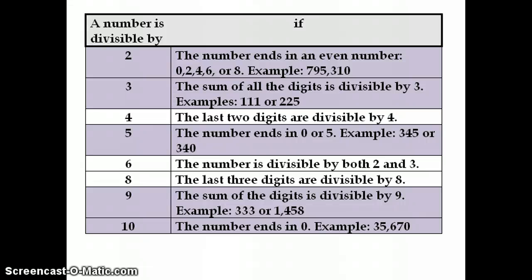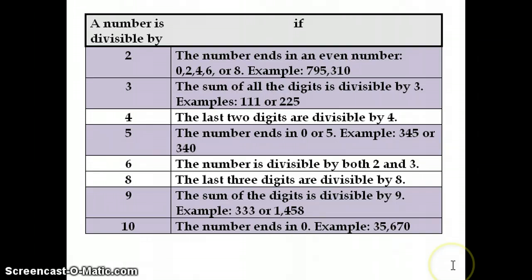Hi, in this video we're going to talk about the rules for divisibility. So first we'll talk about divisibility. What is divisibility? We can say that a number is divisible by another number if when we divide it we get an answer without a remainder.